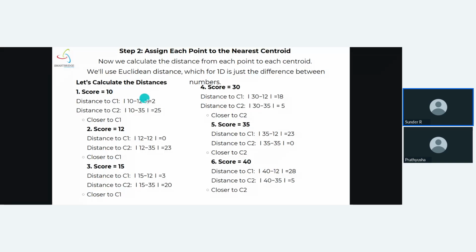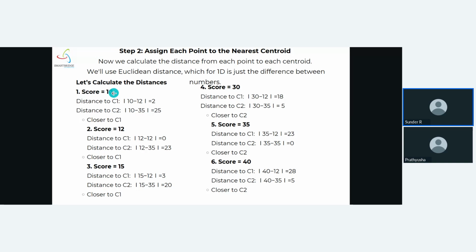Next, what is the first centroid value? C1, that is 12. So now you're finding the distance, isn't it? So 10 minus 12 is 2, and similarly for C2. C2 is 35, right? C2 is my next cluster, that is 10 minus 35. So what is the output? In case of C1, you have 2, and in case of C2, that is cluster 2, it is 25.